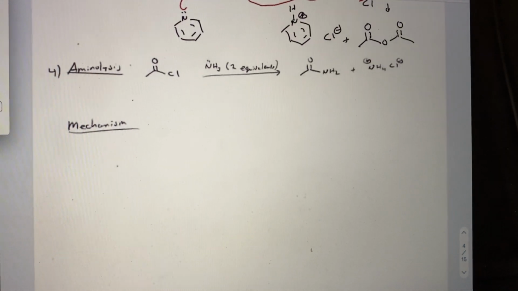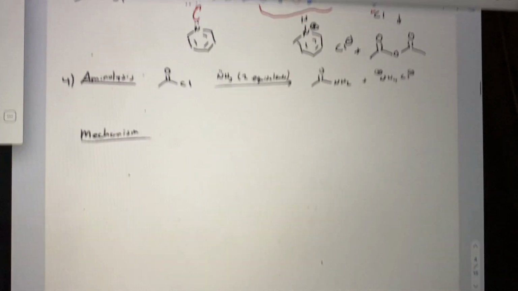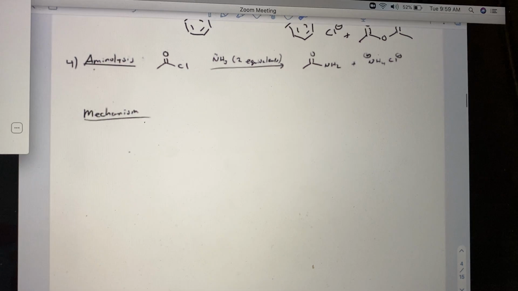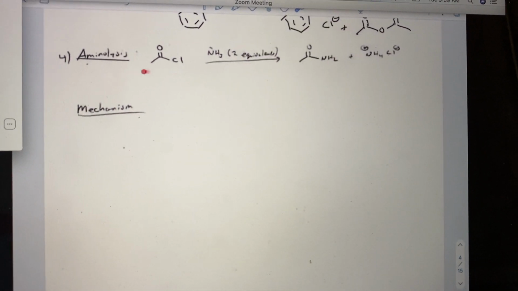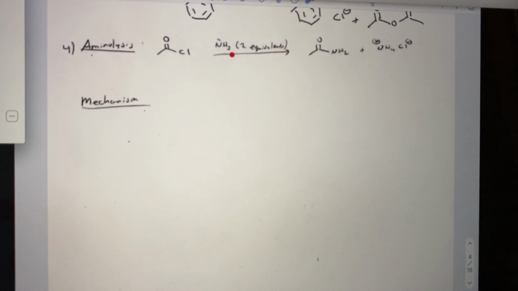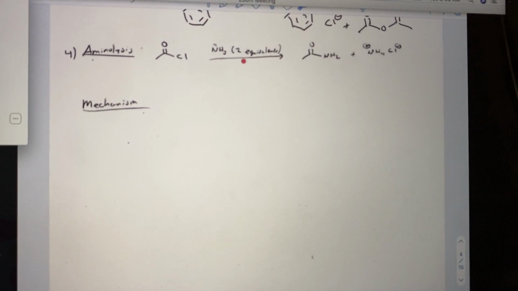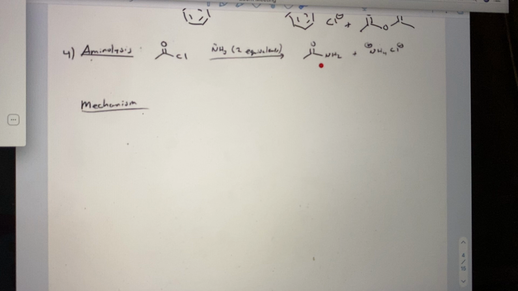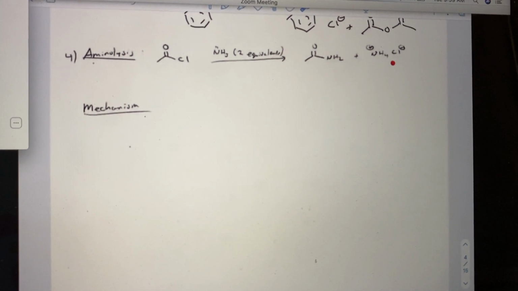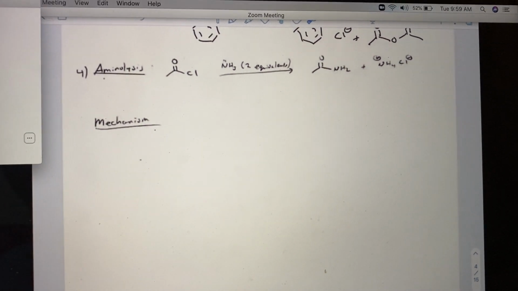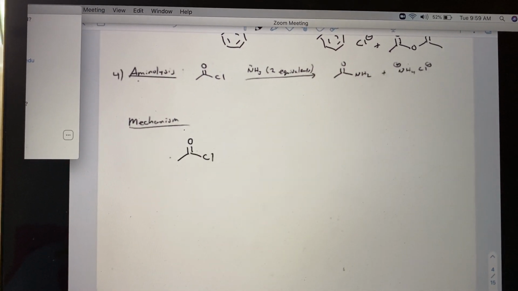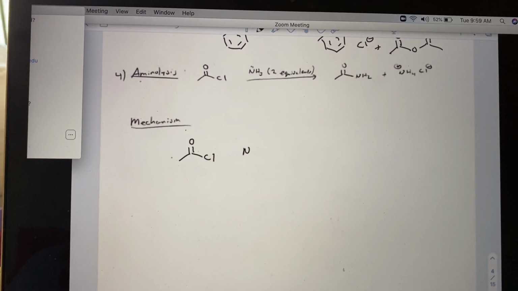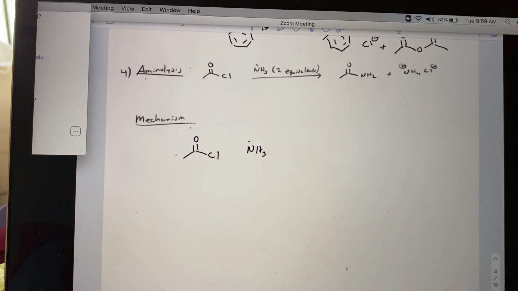I think we have just one more reaction here with these anhydrides, this aminolysis. And here we're going to get our acyl chloride, and it looks like we have ammonia here, and it says 2 equivalents, and we end up forming an amide and ammonium chloride. So the mechanism here is going to be just like what we saw already. So acyl chloride, now we have a nitrogen as a nucleophile instead of an oxygen.